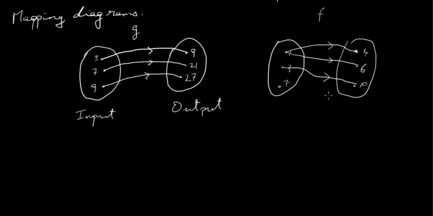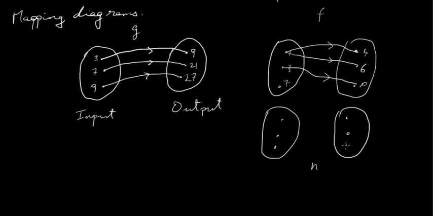So this can't be a function. You can't have one input mapped onto 2 different outputs. So you can have, for example, if I draw another mapping diagram, let's call this one H, and you've got 3 inputs here, and let's say 3 outputs here. You can have this input mapped onto that output, and this input mapped onto that output, and let's say this one is mapped on here.